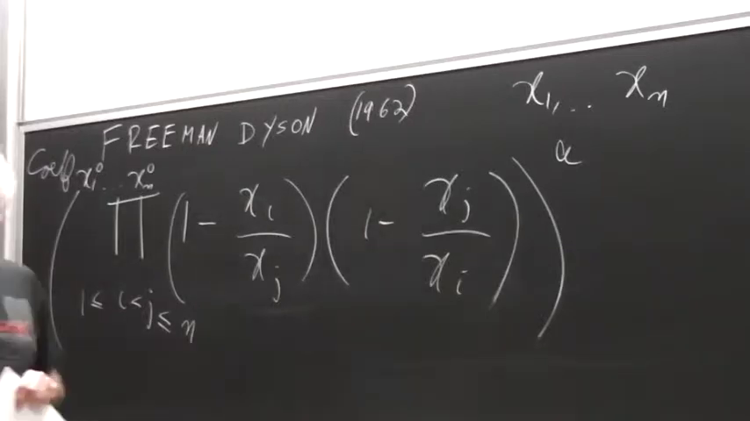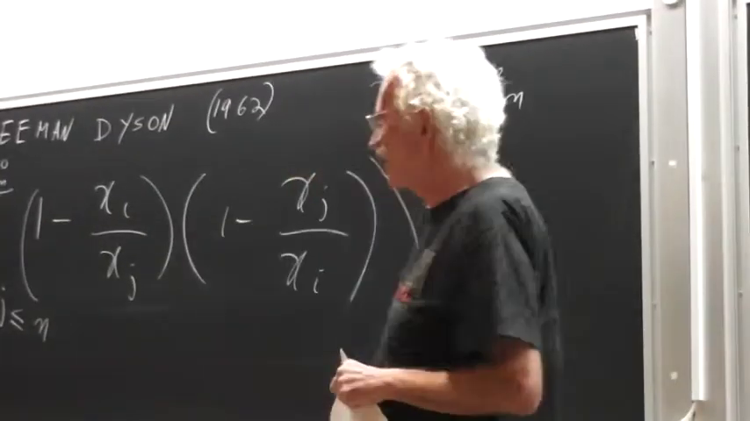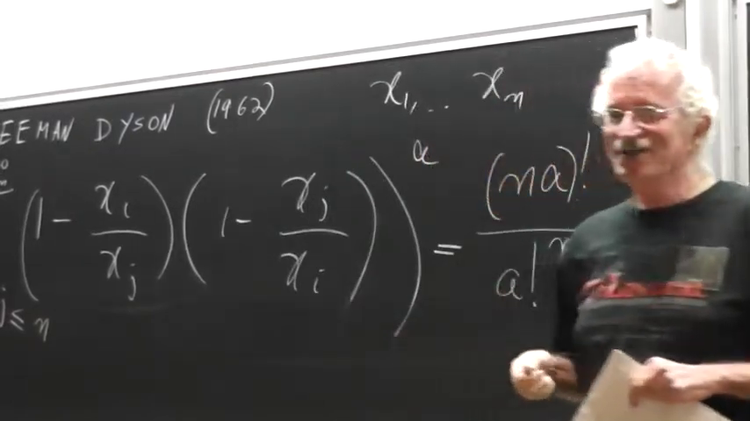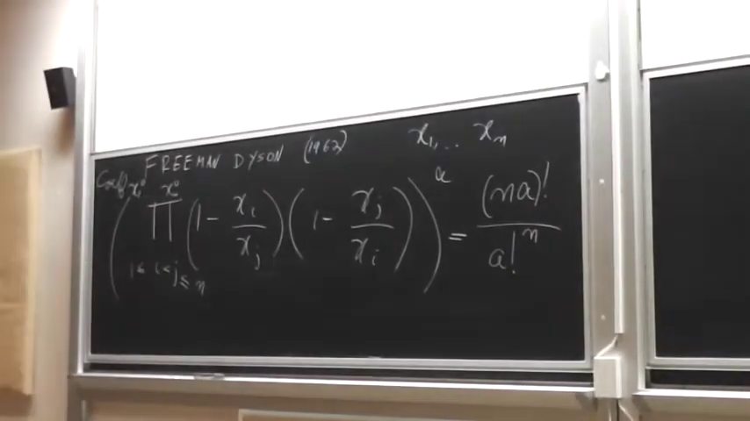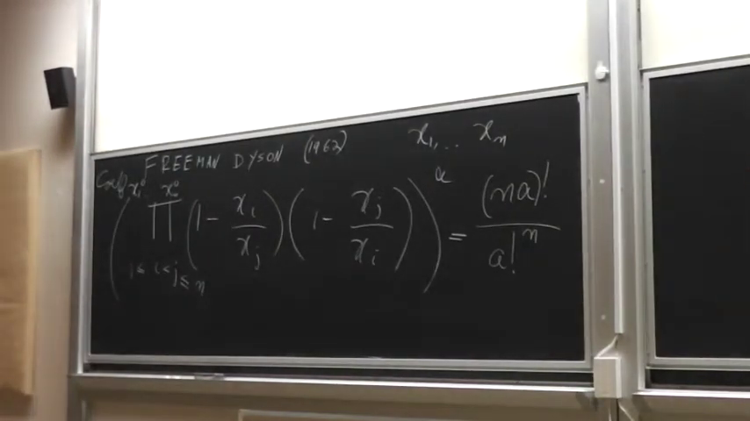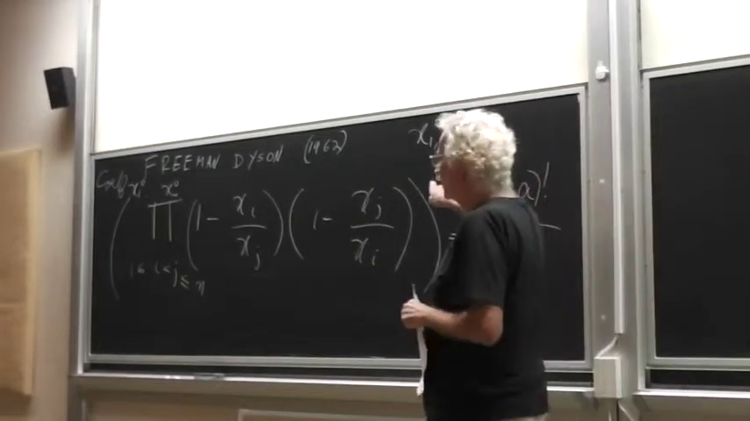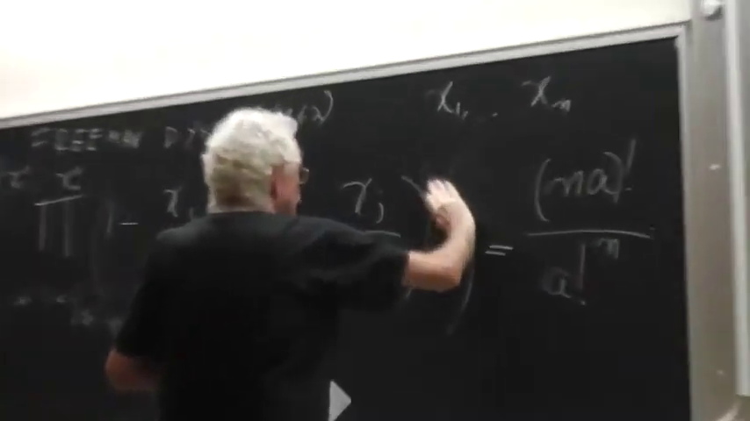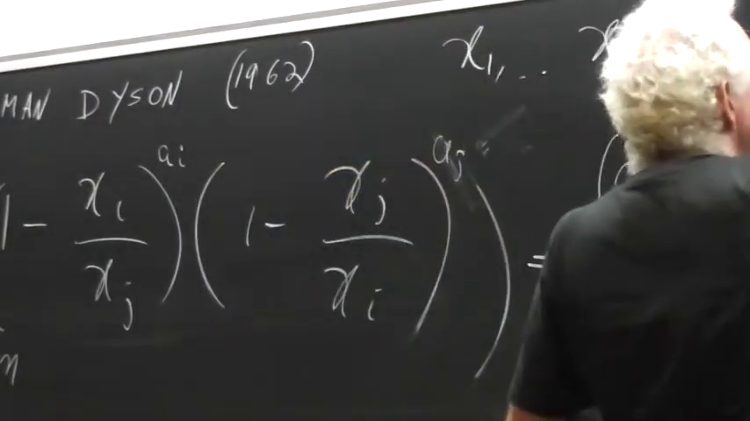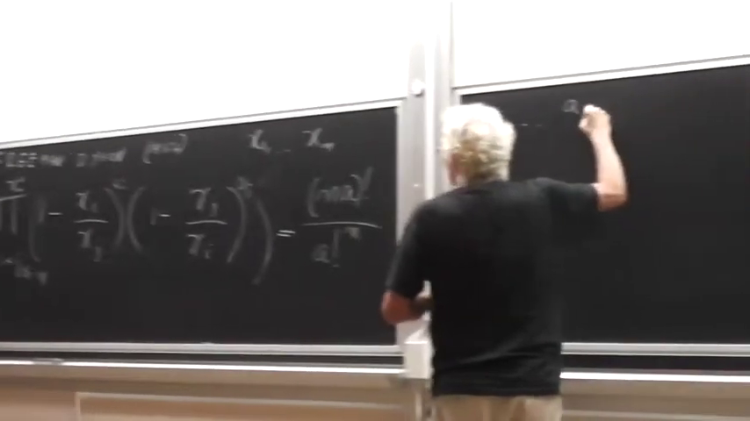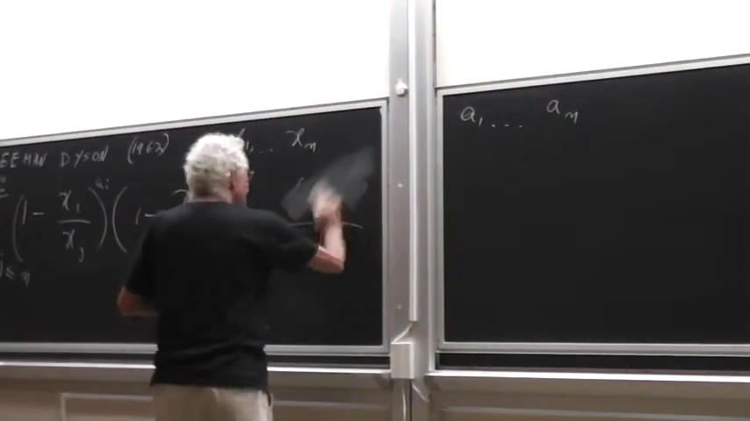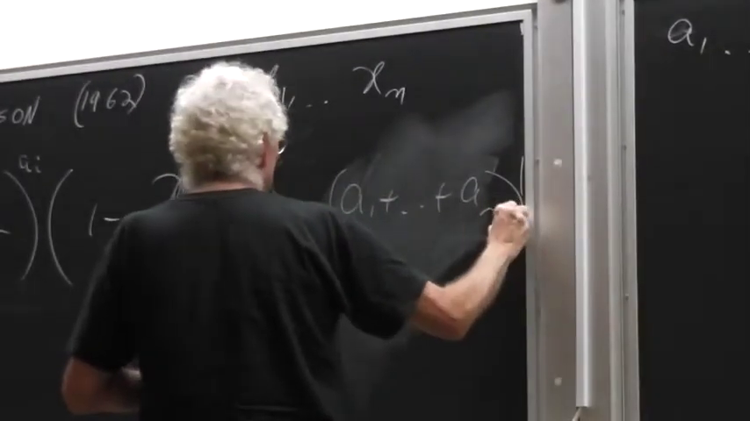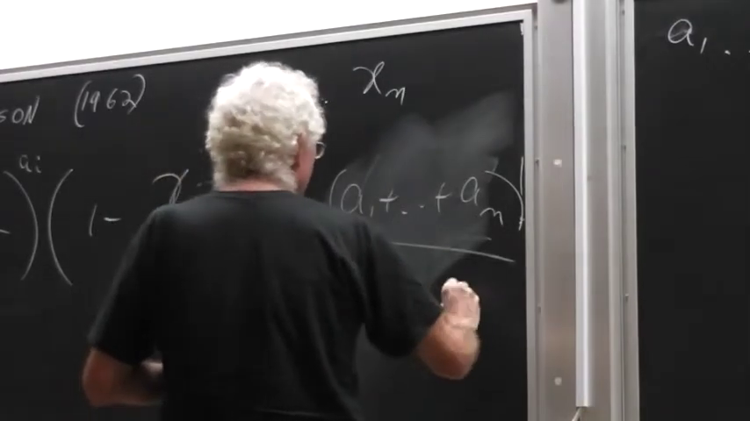And surprise, surprise, we have a beautiful, nice, explicit answer, as explicit as it can get. It's (na)! over (a!)^n. That was the original Dyson constant term conjecture. And then, in the same paper, he had something a little bit more general. Instead of having only a, he had a_i and a_j, so you have integers a_1 through a_n. For this more general one, you had the multinomial coefficient, (a_1 + ... + a_n)! over a_1! through a_n!. And as usual, the more general it is, the easier it is to prove.